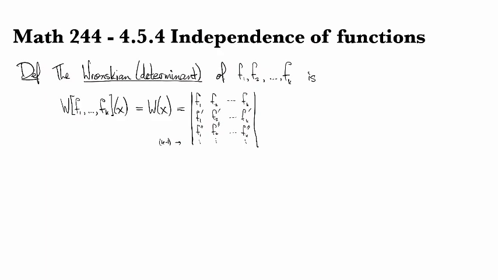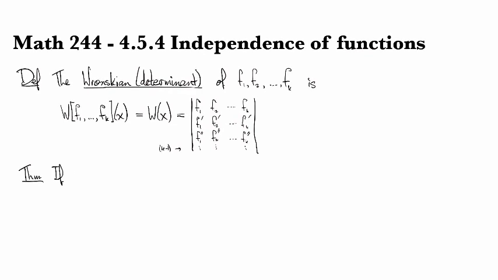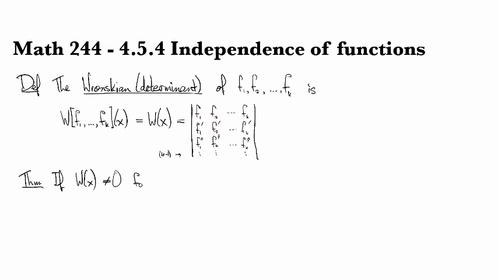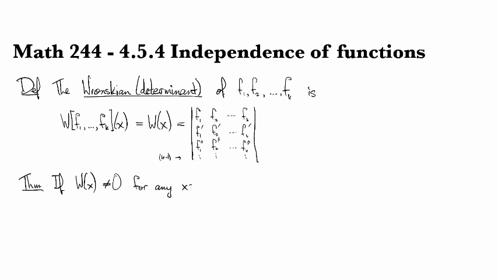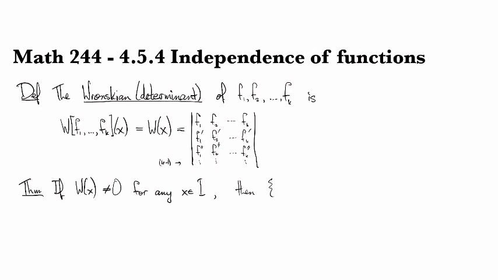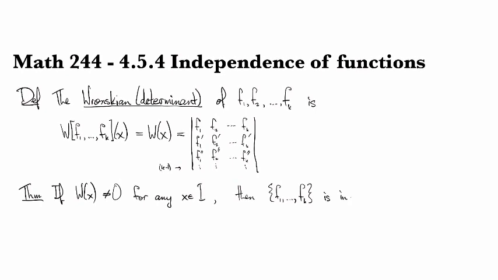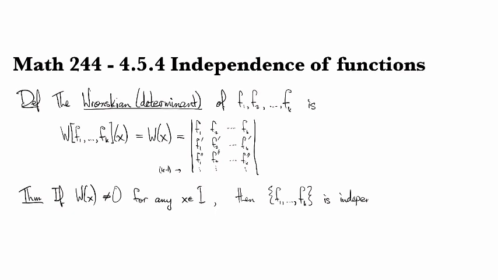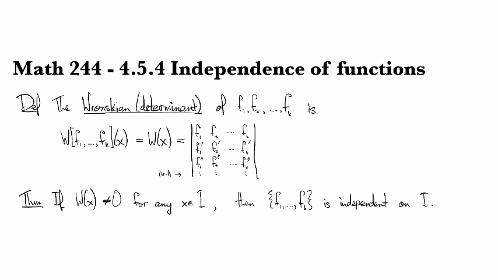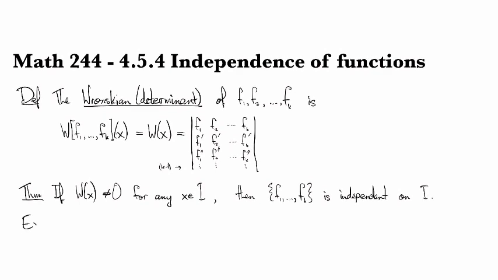So now the interesting thing about this construction is that if W of x is non-zero for any point x on some interval I, then that set of functions is linearly independent on that interval I. Okay, so this will be the tool that we use. So let's look at an example.